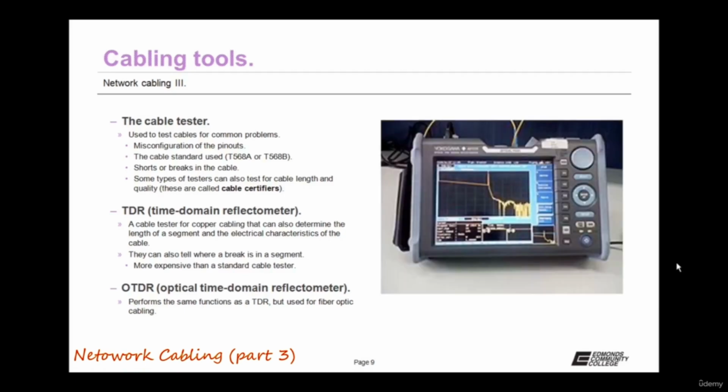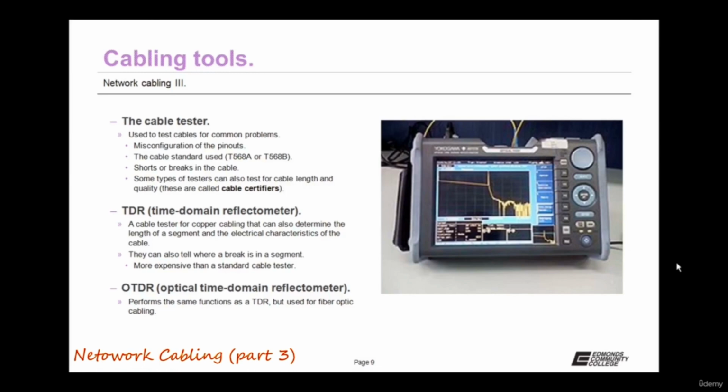Then we have the TDR, the Time Domain Reflectometer. Now this is a cable tester for copper cabling that can determine the length of a segment and the electrical characteristics of the cable. Also, a TDR can tell you where a break is in a segment. A TDR is capable of performing all of the same tests that a cable tester can, but they are much more expensive than a standard cable tester. This is where you can spend too much money and not utilize all of the features available in the tool.